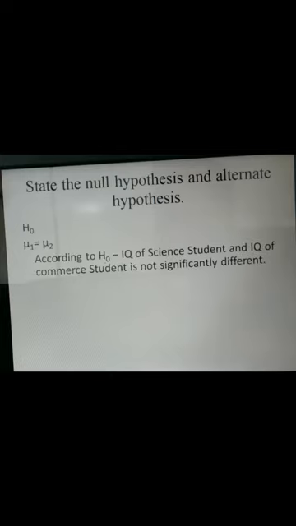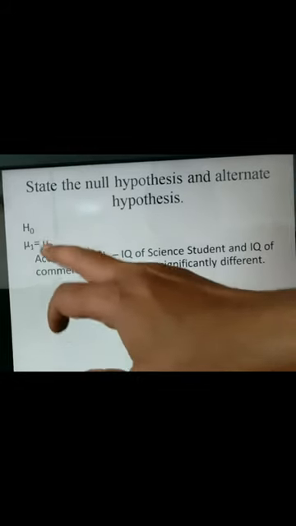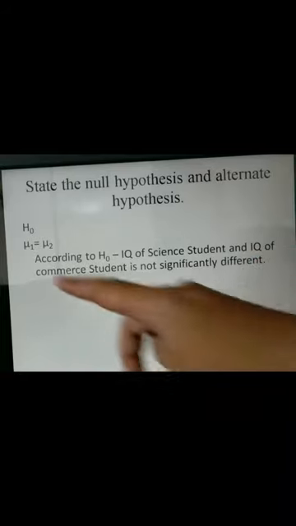So one by one. The first one is to state the null hypothesis and alternative hypothesis. The null hypothesis was mu1 equals mu2. So according to the hypothesis, the IQ of science students and the IQ of commerce students is not significantly different. They are significantly similar. That's the assumption that was made, so mu1 equals mu2. That was our null hypothesis. We need to prove whether it's true or wrong.